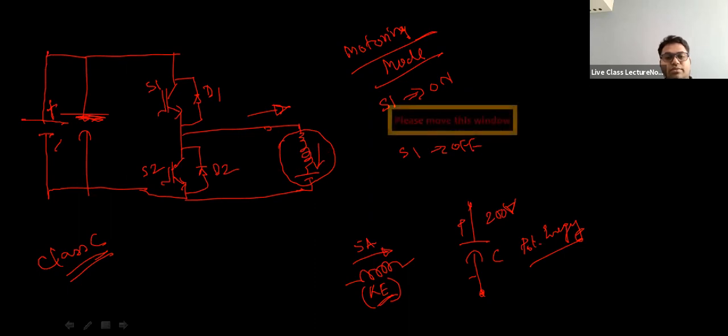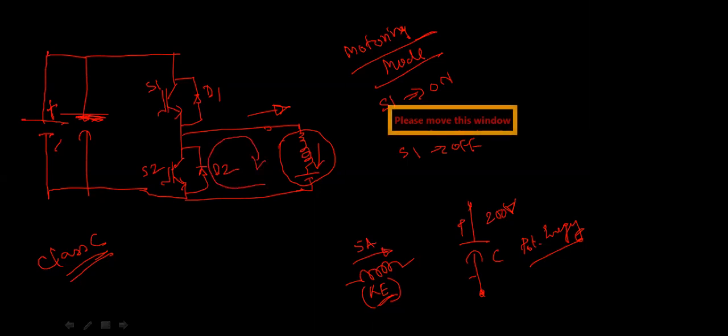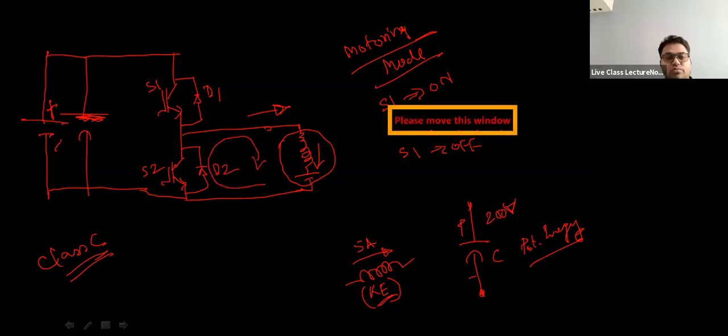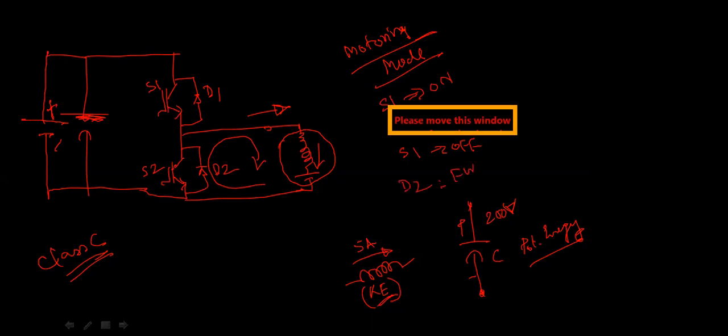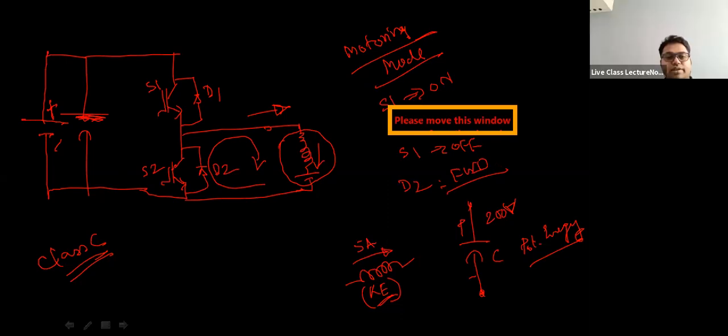So where will it go? It will pass through D2, right? So D2 will act as a freewheeling diode, FWD, right? So S1 and D2 are actually used for running in motoring mode.